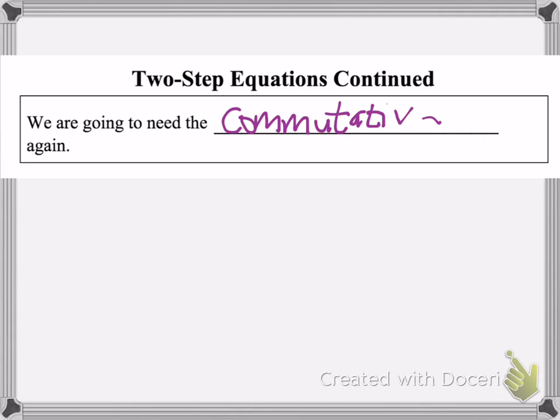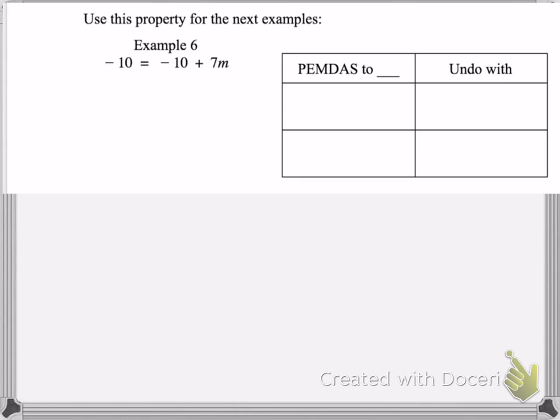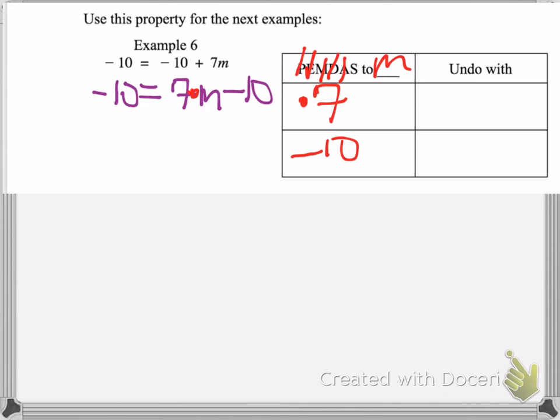So now we're going to use that commutative property again. Commutative. So remember, this is that property that says it doesn't matter the order as long as we keep the sign. So for example, we don't know what we're doing to m because we wrote it second. So I can rewrite this problem as negative 10 equals 7m minus 10, and then it's a little bit easier to see the order of operations. So we've got 7 times m minus 10. So by order of operations, I would do my multiplication times 7, and then I would do my subtraction minus 10. So that's how I would do it, and now I will undo it with the opposites.